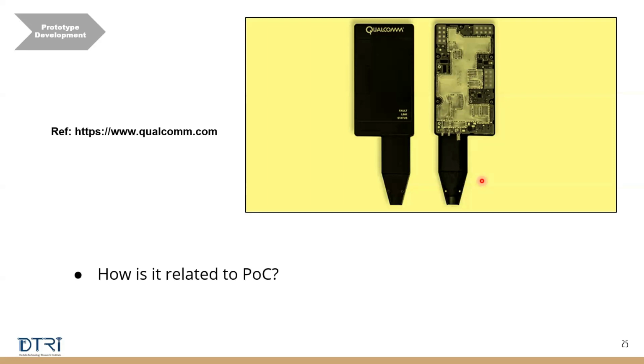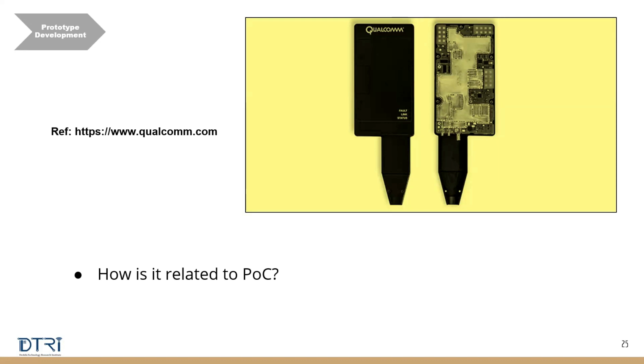So I'm sure you've heard of POC. What is the full form of POC? Anyone who has heard of POC in this context? Yes, proof of concept, correct. So there is slight difference between proof of concept and prototype that I have put here.